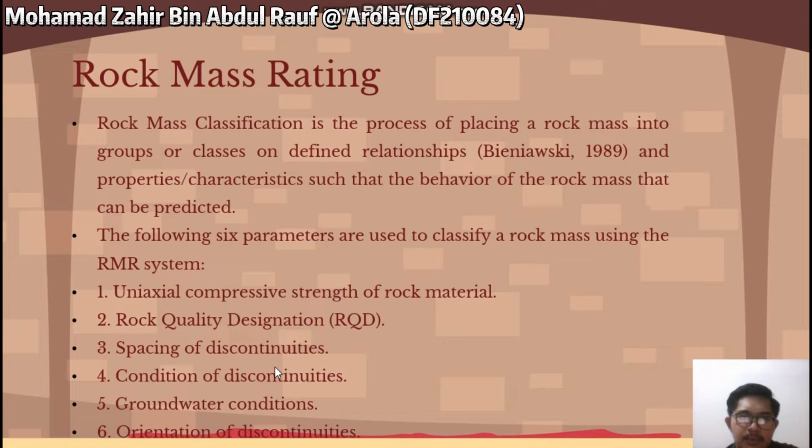The second one is about rock mass rating. As we know, rock mass rating is the process of placing rock into a group or class, so we can find the properties, character and behavior of the rock that can be predicted. There are 6 parameters that we have to know to classify the rock. The first one is, for example, uniaxial compressive strength, RQD (rock quality designation), spacing of discontinuities, condition of discontinuities, groundwater condition, and orientation of discontinuities.